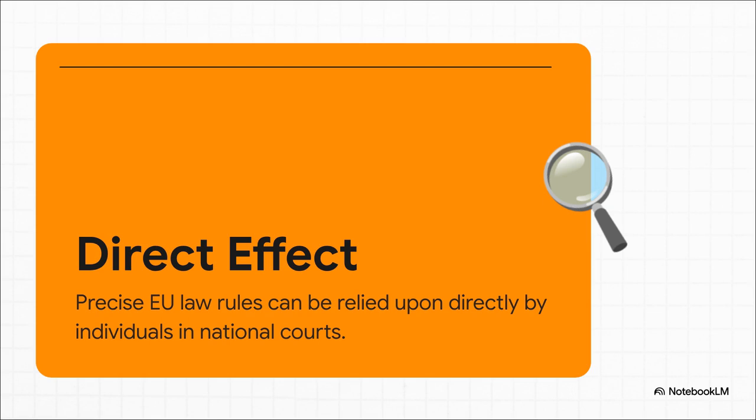For example, our sources mention a litigant named Dr. Meyer. He was able to challenge German national law just by invoking Article 34 of the EU treaty directly. He didn't have to wait around for Germany to fix its laws. The EU law directly armed him with rights he could use right then and there.